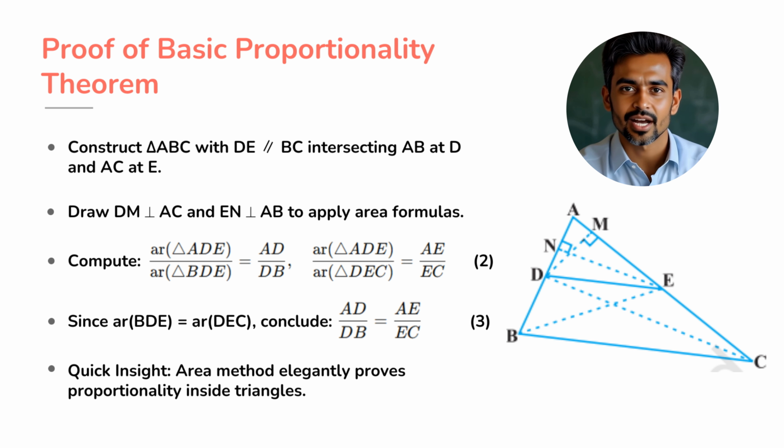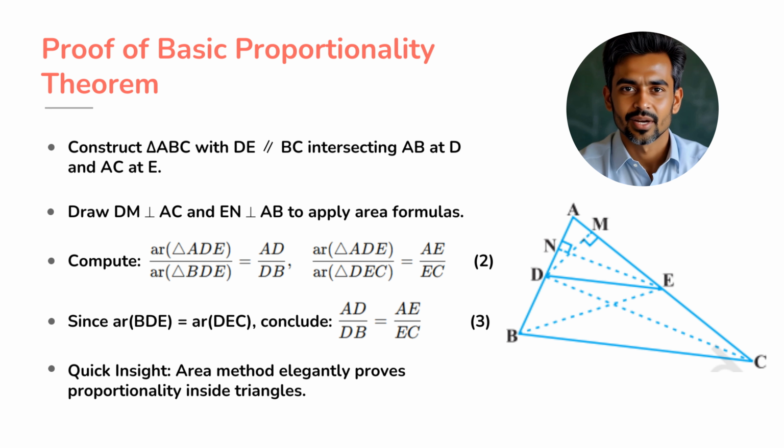The area of triangle BDE is given by 1/2 into base DB into height DM. The area of triangle DEC is 1/2 into base EC into height DM. Notice that both areas use the same height DM. From this, we conclude that the ratio of the area of triangle BDE to the area of triangle DEC equals side DB divided by side EC. Let's call this equation 2.